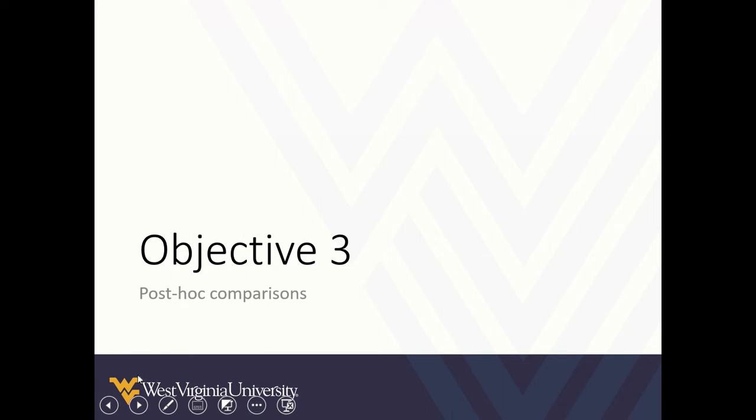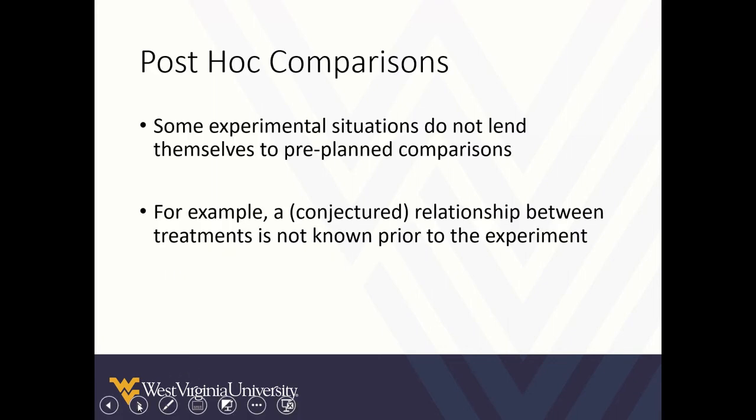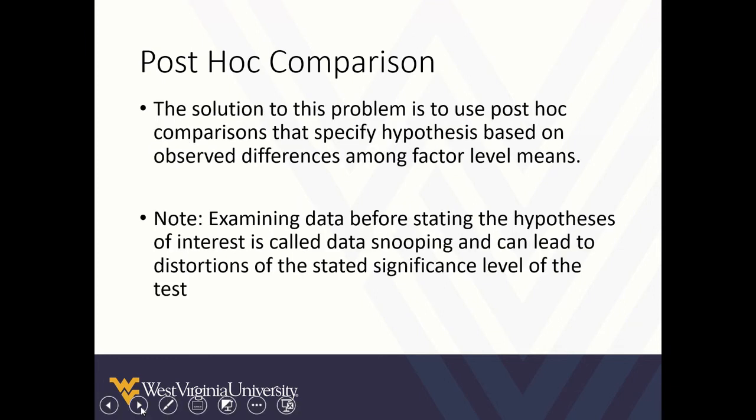Okay, so this does bring us to our third objective, which is to talk about the post hoc comparisons. And so, as I've said before, some experimental situations do not lend themselves to pre-planned comparisons. For example, we might have a conjectured relationship between treatments that is not known prior to the experiment. And this shouldn't really be too much of a surprise for some people. Basically, you've got to start somewhere. So the solution to this problem is to use post hoc comparisons that specify hypotheses based on the observed differences among our factor level means.